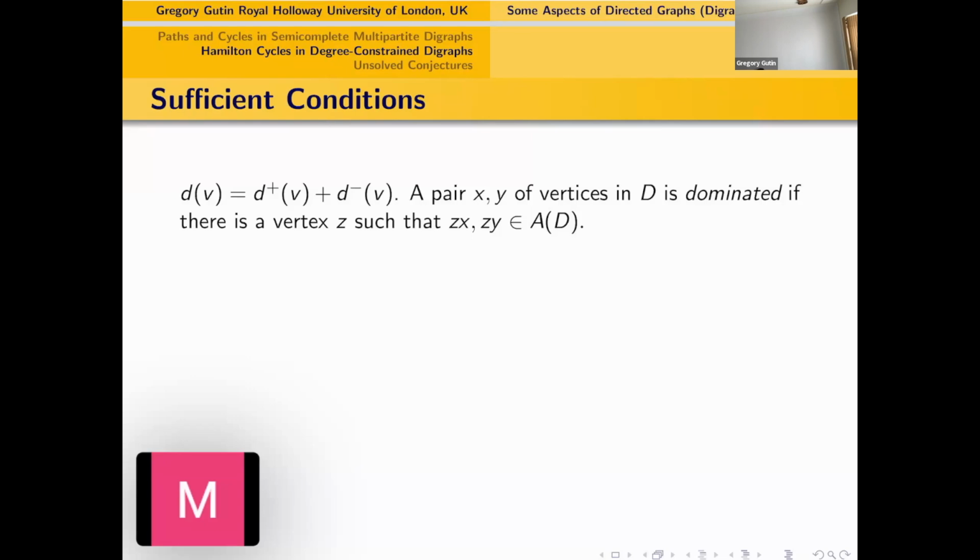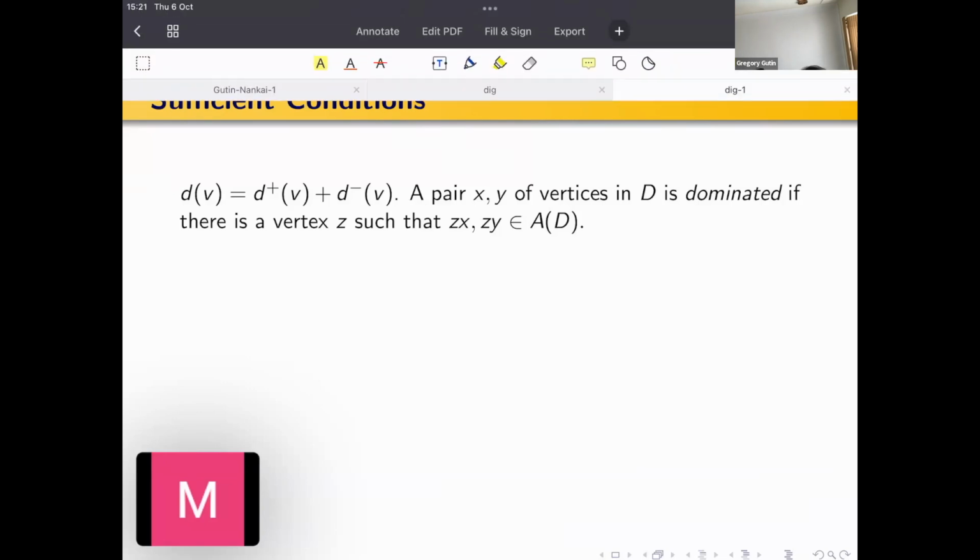So first of all, what is the degree of a vertex? It is the sum of in-degree and out-degree of the vertex. So essentially, if you add together the number of outgoing arcs and incoming arcs, that's the degree of a vertex in a directed graph. Now we say that a pair of vertices X, Y of D is dominated if there is a vertex Z such that there are arcs going from Z to both X and Y. Then it's dominated.